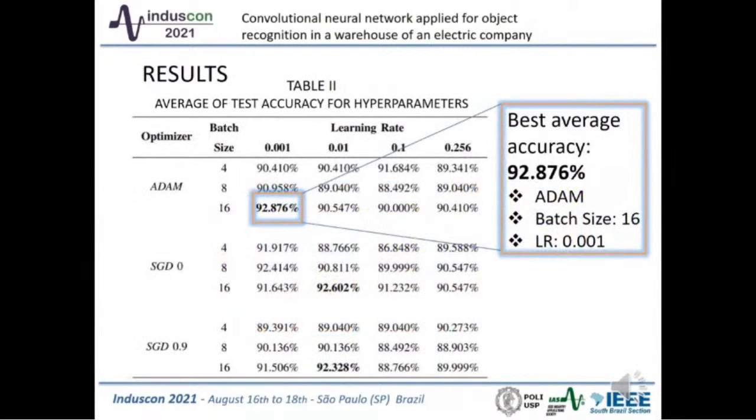After training and validating the model, the neural network was tested 10 times on every combination of a set of hyperparameters, and the average accuracy on the test dataset defined the best set of these values. An Adam optimizer, a learning rate of 0.001, and batch size of 16 achieved an average accuracy on the test set of 92.876%, the highest value in comparison with all sets.